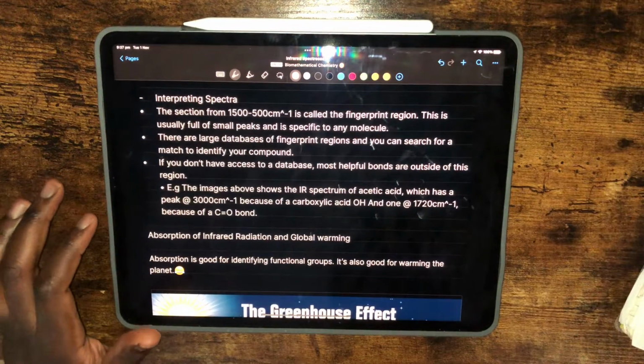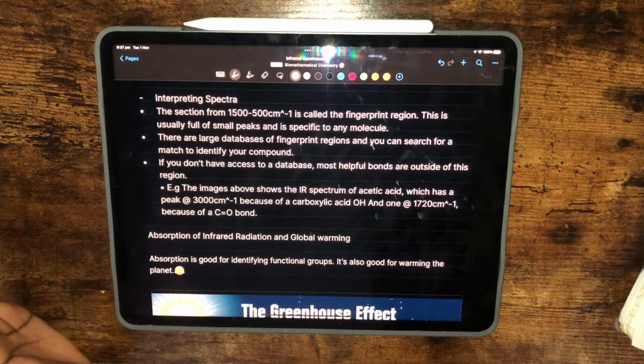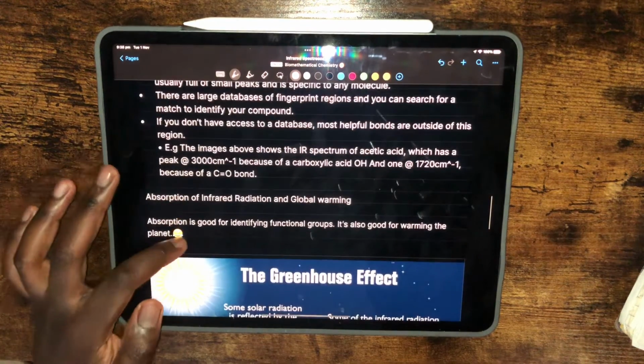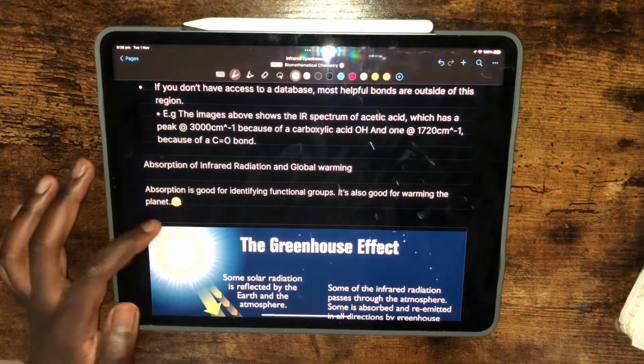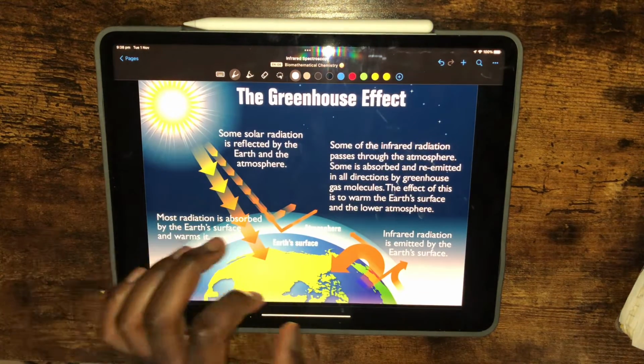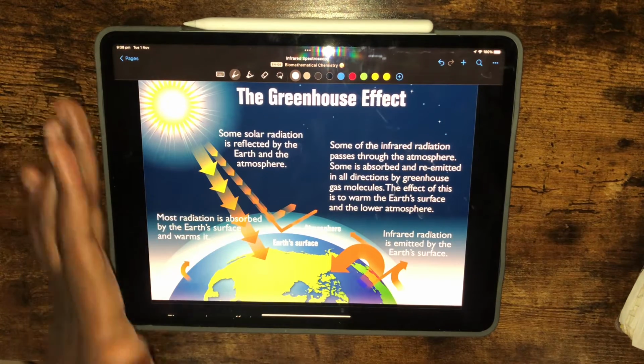So, absorption of infrared radiation and global warming. Absorption of infrared radiation is good for identifying functional groups. However, it's also great at warming the planet. The greenhouse effect, right? I put it so you all know how generally the greenhouse effect works. You have infrared radiation from the sun that's beamed down to Earth.